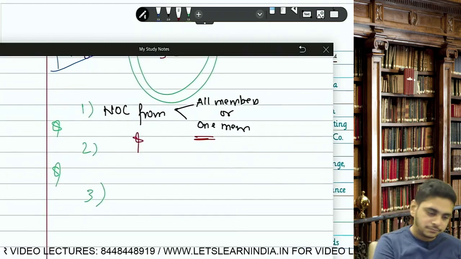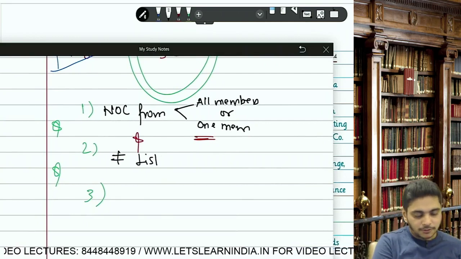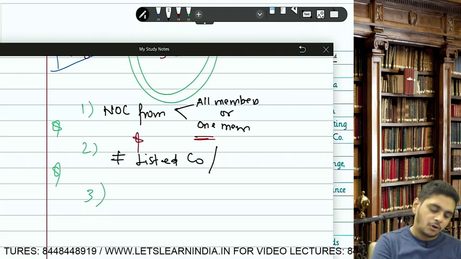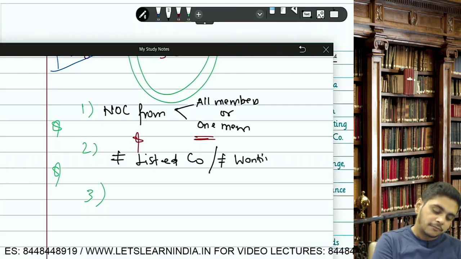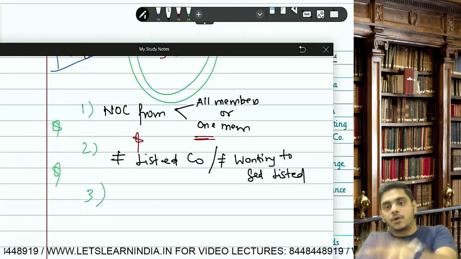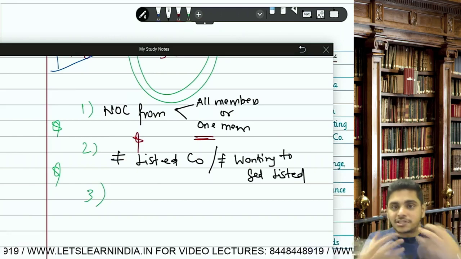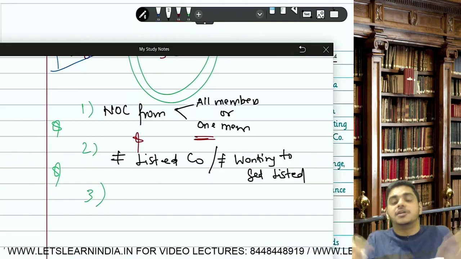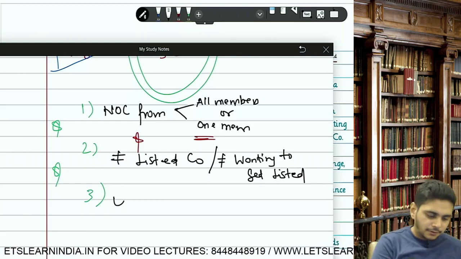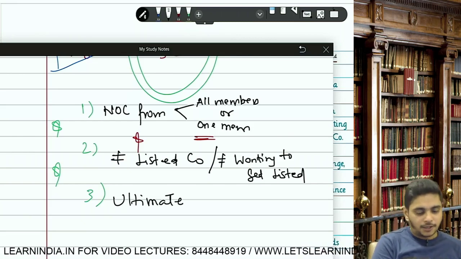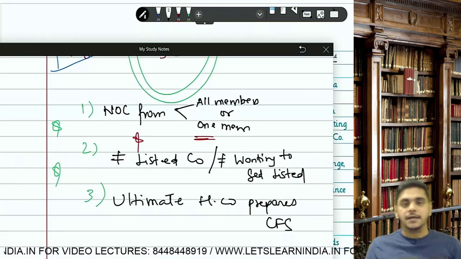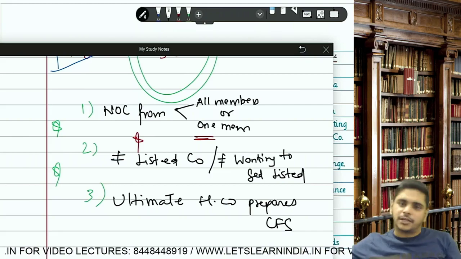And second, B is not a listed company or not wanting to get listed. Guys, B is not a listed company or not wanting to get listed. मतलब ना तो वो listed company ना उसकी कभी इच्छा है list होने की. इच्छा means like wish. There is no wish to get listed. It is neither a listed company nor does it want to get listed. And third, its ultimate holding company prepares CFS.